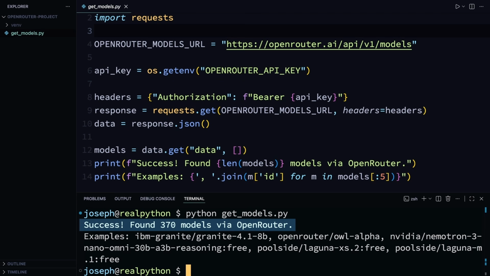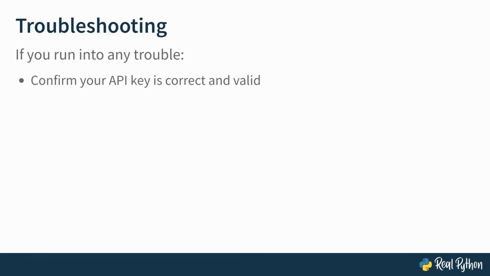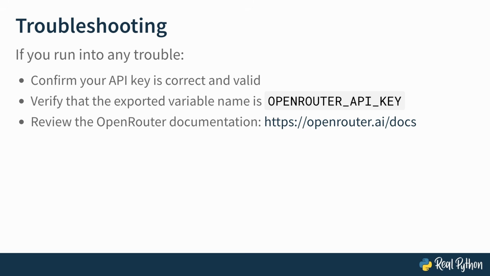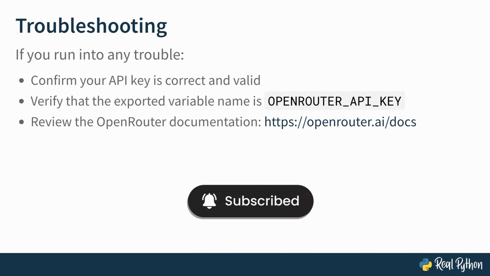Success! Found 370 models via OpenRouter, followed by a list of some of the available models. Congratulations! You just made your first query with OpenRouter. Most likely, the output you'll see here will differ as time moves on, but what's important is that you see the success message. If you do run into any trouble, first confirm your API key is correct and valid, then verify that the exported variable name is OPENROUTER_API_KEY exactly, or else it won't work. And if you're still stumped, review the OpenRouter documentation at openrouter.ai/docs. And in the next lesson, you'll query an actual model.